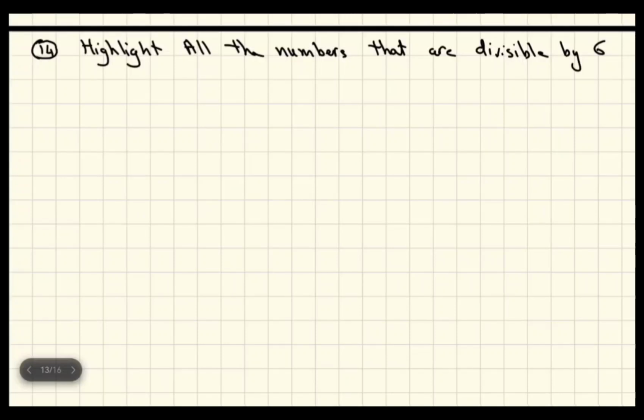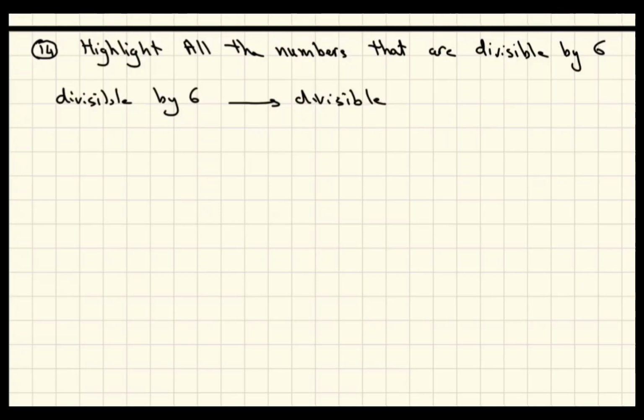Highlight all the numbers that are divisible by 6. Now, before I write the numbers, when I say divisible by 6, listen to this carefully, please. Whenever we say a number is divisible by 6, it should be divisible by two things. We check if it's divisible by 2. When I say divisible by 2, it means ends with 0 or 2 or 4 or 6 or 8.